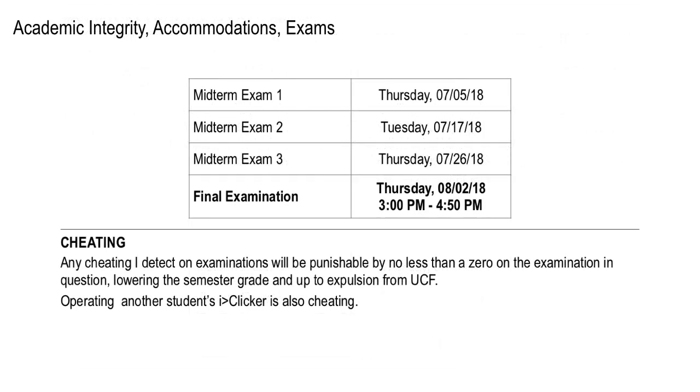Okay, down below, let's see, where is it on the page here? Down at the bottom of the first column. This is a little out of order. Any cheating that I detect on examinations will be punishable by no less than a 0 on the exam in question, lowering the semester grade, and up to expulsion from UCF. Operating another student's iClicker is also cheating.